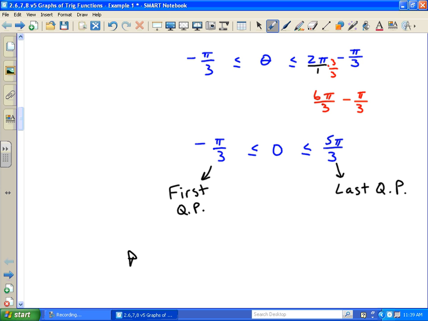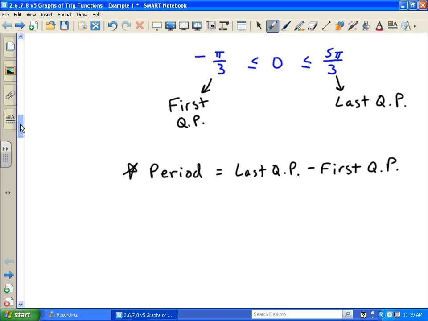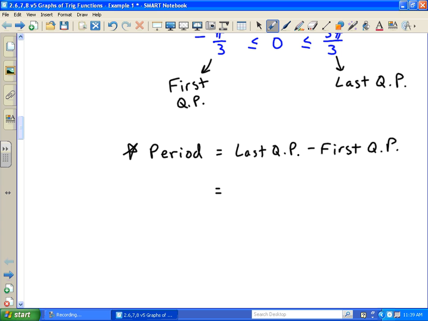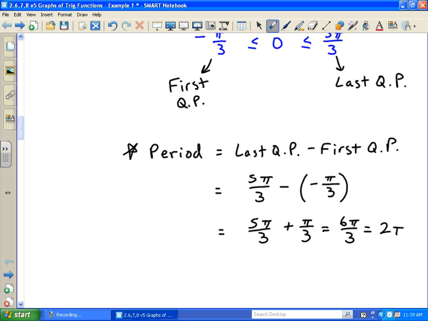To determine the period, I always subtract the last quarter point minus the first quarter point. All right, the largest minus the smallest. So in this case, I would have 5 pi over 3 minus, be careful because the first quarter point is negative, so I'm subtracting a negative. So this becomes 5 pi over 3 plus pi over 3, which is 6 pi over 3, and that reduces to 2 pi. So my period hasn't changed. In other words, the length of my interval is 2 pi.